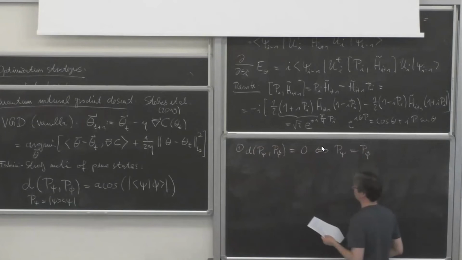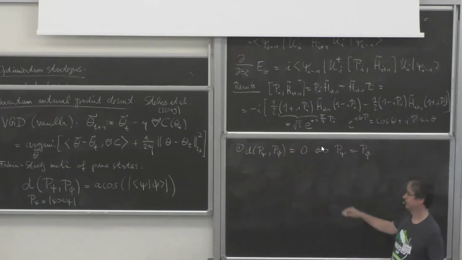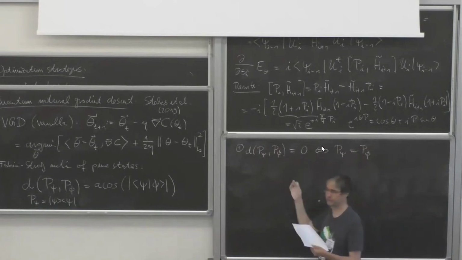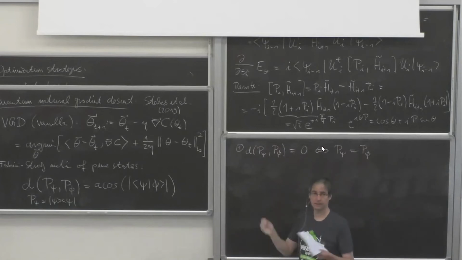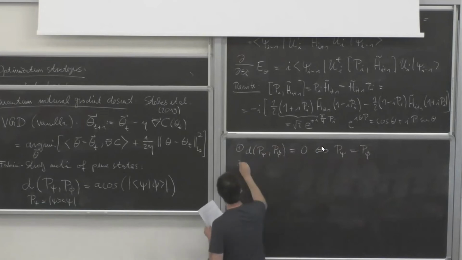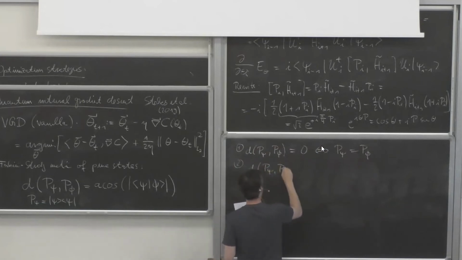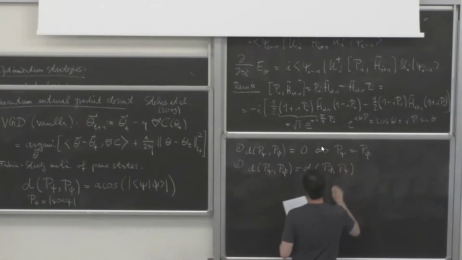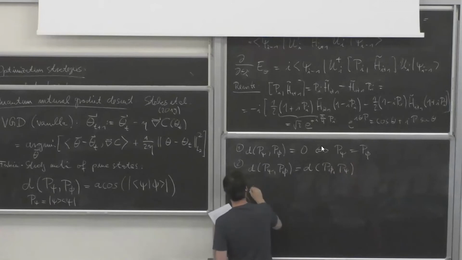So this is the first property of a metric: you want the metric to be 0 only if the states are identical. This is just generally how you define a metric, like in pure math. The second property of a metric is that it's symmetric. And the third property is this triangle inequality.